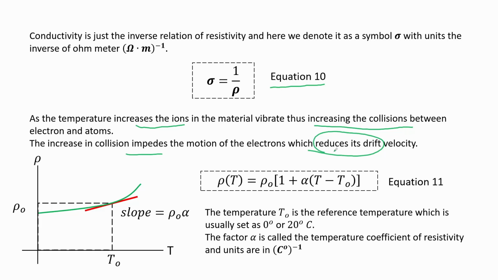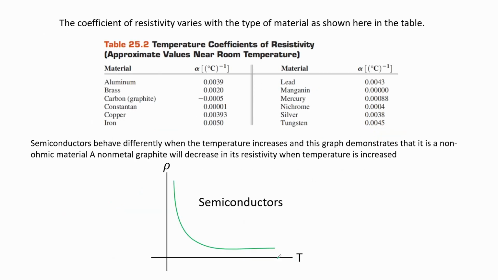Equation 11 shows the relationship of resistivity and temperature. The temperature T0 is the reference temperature, which is usually set as 0 degrees or 20 degrees Celsius. The factor alpha is called the temperature coefficient of resistivity with units in per degrees Celsius. The graph here shows the trend of behavior of resistivity when the temperature increases. The coefficient of resistivity varies with the type of material as shown here in the table.